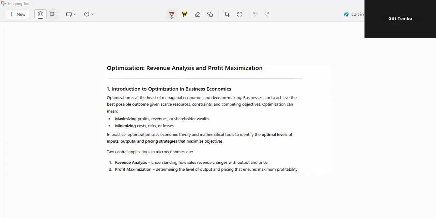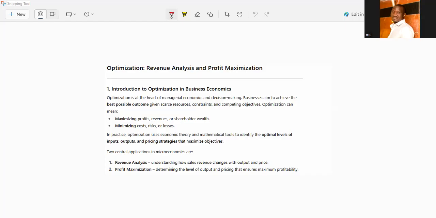Welcome to our class today, where we're going to look at optimization, specifically revenue analysis and profit maximization. Optimization is at the heart of managerial economics, at the heart of decision making. All businesses aim to get the best outcome given scarce resources and competing objectives. When you're talking about optimization, what are we talking about?